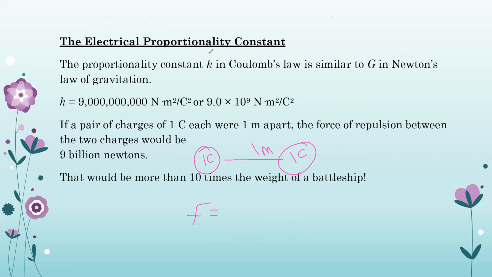The force is K Q1 Q2 over D squared. So the force is K, which is 9 times 10 to the power 9, the constant K, times Q1, which is 1 Coulomb, times Q2, which is 1 Coulomb, over the distance between them, which is 1 meter squared. So if both charges are 1 Coulomb and the distance is 1 meter, the force of repulsion between the two charges will be 9 times 10 to the power 9 newtons, or 9 billion newtons.